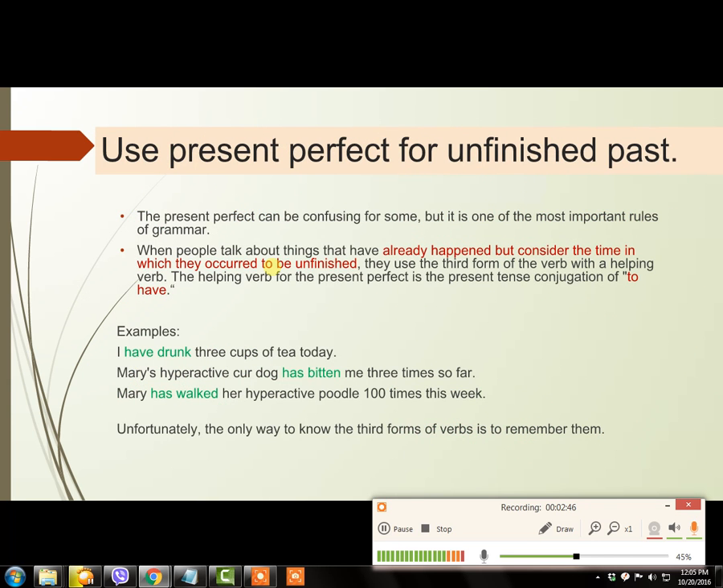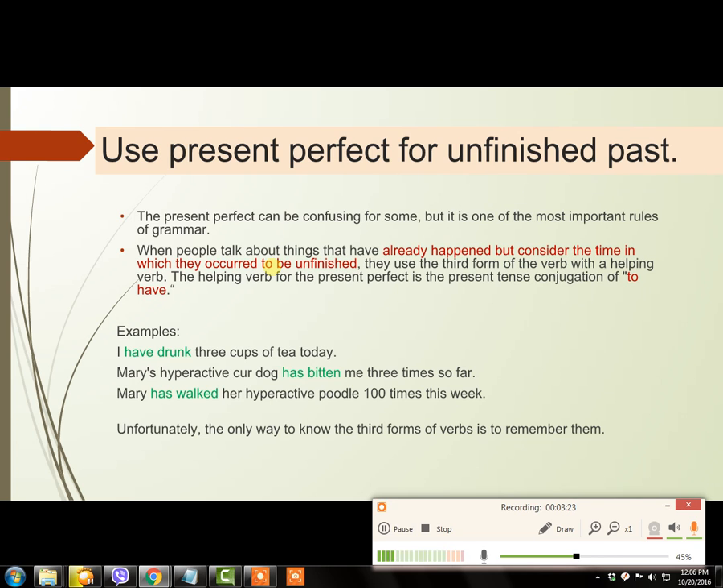Okay, for the use of the present perfect for unfinished past. If you have a past action but it's not yet finished, we use this one. When people talk about things that have already happened but consider the time in which they occurred to be unfinished, we use the present perfect tense. For example, I have drunk 3 cups of tea today. Mary's hyperactive dog has bitten me 3 times so far.